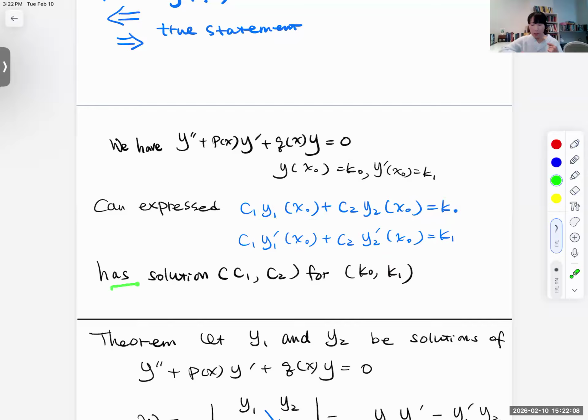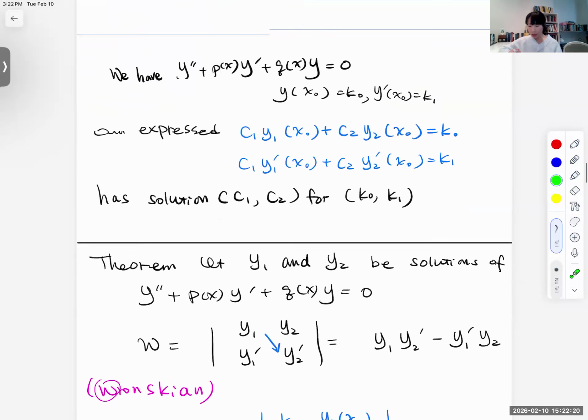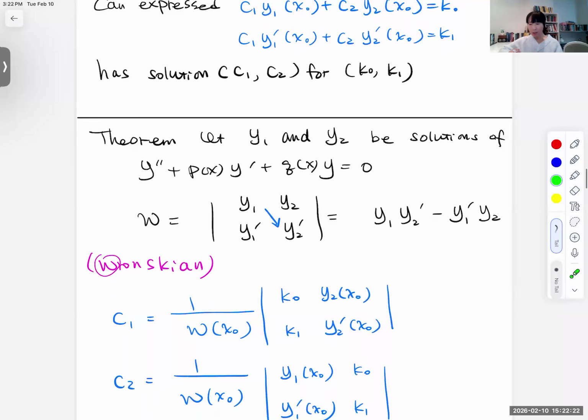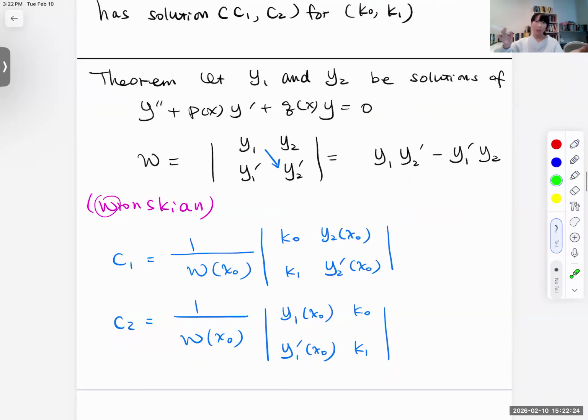Okay, then it has a solution C sub 1, C sub 2 for K sub 1, K sub 1. Sorry, K naught and K sub 1. Okay? All right, now this section is about the Wronskian. Okay, let's take a look.